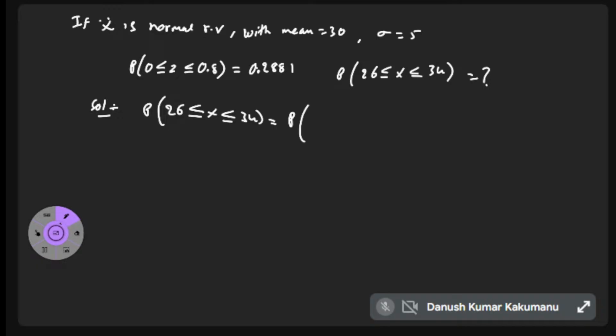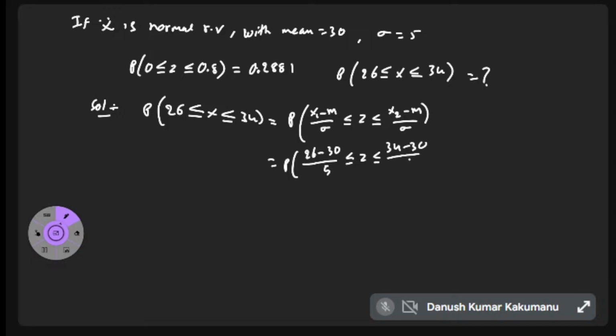What is the standardized normal random variable? (X1 minus mu) by sigma less than or equal to Z less than or equal to (X2 minus mu) by sigma. What is X1 here? 26. 26 minus mu, the mean is given as 30, divided by sigma, given here as 5, less than or equal to Z less than or equal to X2, which is 34. 34 minus 30 divided by 5. So what is the simplification? P of minus 4 by 5, minus 0.8, less than or equal to Z less than or equal to 4 by 5, which is 0.8.